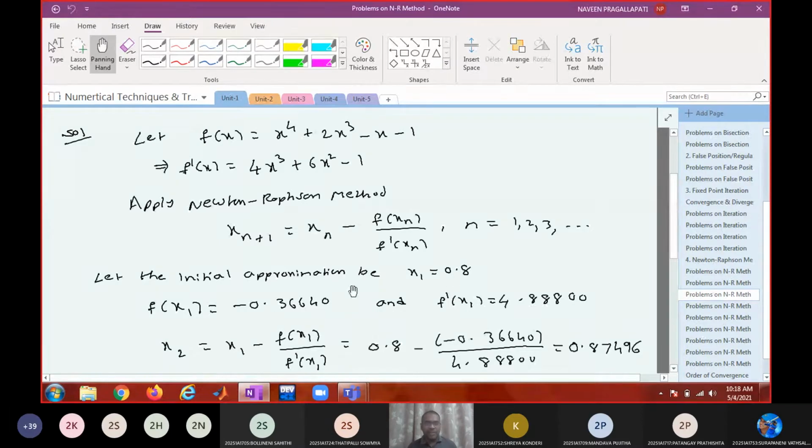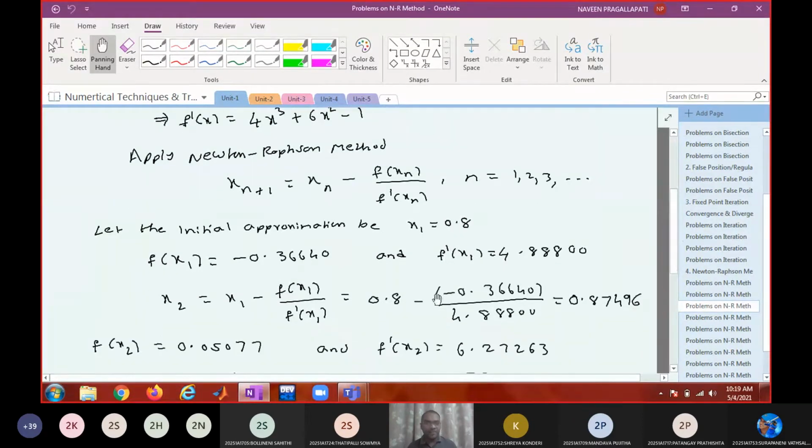So you may start with 1 also. Somebody may start with 0.5 also. I said your initial approximation must be sufficiently closer to the exact root. So how do you say whether it is sufficiently close or not? When you substitute the initial value in the function, if the magnitude is less than 1, then you may consider that as a sufficiently closer value. Then I computed the derivative at this point 0.8 and substituted all these values.